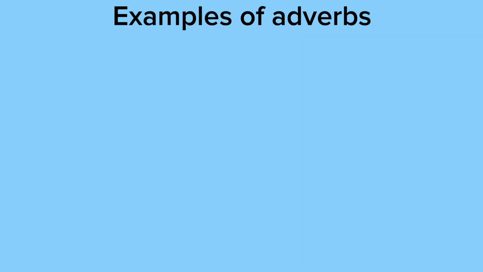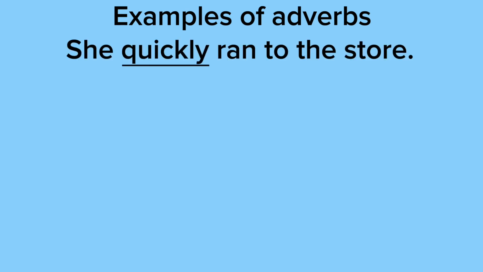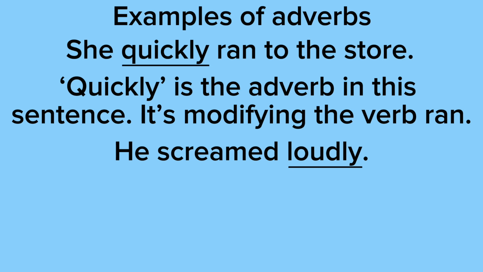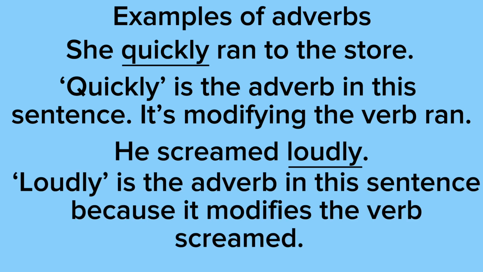So, for our examples of adverbs, first we have, she quickly ran to the store. Quickly is the adverb in this sentence. It's describing how she ran to the store. So it doesn't just say she ran to the store, it says she quickly ran to the store. In the example, he screamed loudly, it doesn't just say he screamed, it's telling you how he screamed. So loudly is the adverb.